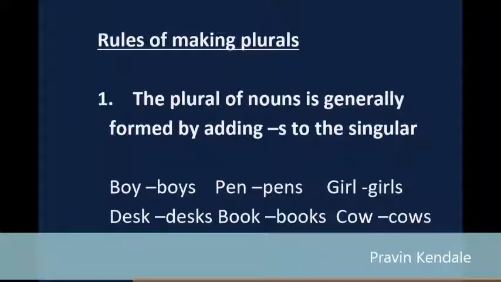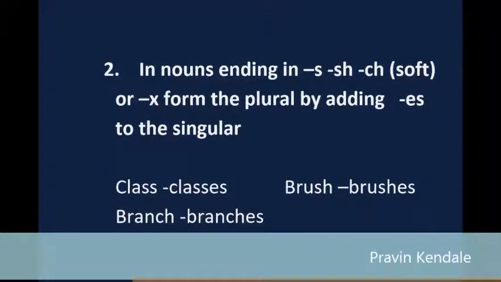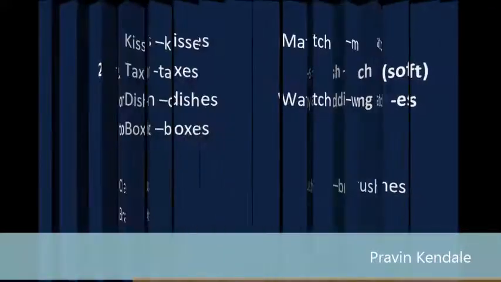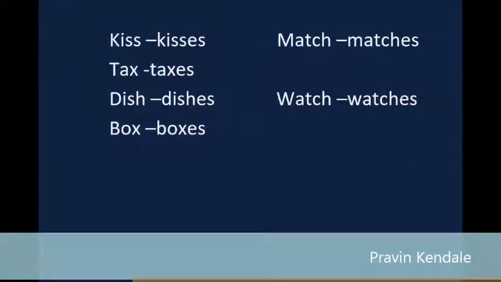2. Nouns ending in s, sh, ch, soft c, or x form the plural by adding es to the singular. Class, classes. Brush, brushes. Branch, branches. Kiss, kisses. Match, matches. Tax, taxes. Dish, dishes. Watch, watches. Box, boxes.